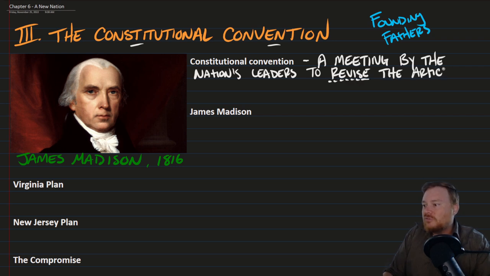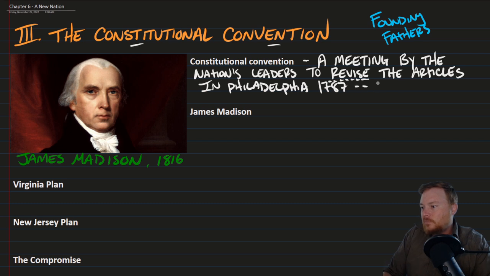Initially, they said, look, this government is not working. We have a lot of problems. We have problems with rebellion. We have problems with the economy. We have problems with debt. We have problems with taxes. Let's go ahead and revise the articles. By the time that they actually got there, they decided that instead of revising it, they would just create a brand new government in Philadelphia in 1787, decided to simply rewrite the Constitution.